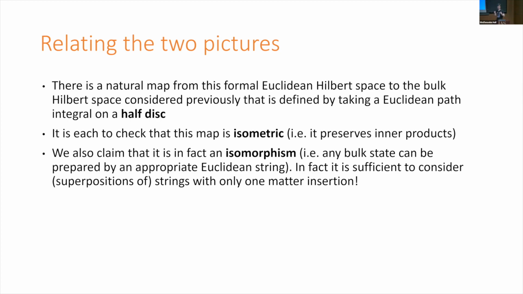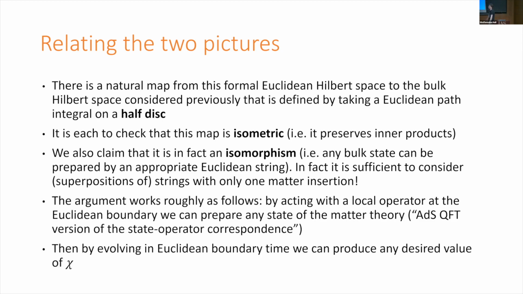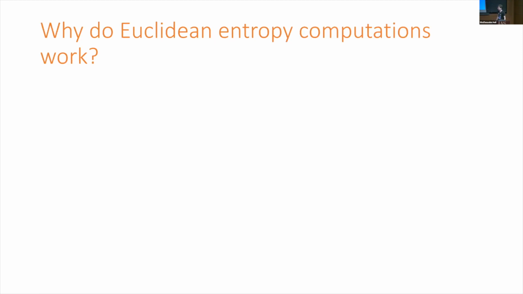So any state in our bulk Hilbert space can be prepared by Euclidean path integral. In fact, you can do it with Euclidean path integrals with only one matter insertion, or superpositions of them. Basically, the idea is that by acting with a local operator on the Euclidean boundary, we can make any matter state we want. And then by evolving in Euclidean boundary time, we can make any chi be anything we want as well. And so we can get a dense set of states in this way. So this is the final slide I'm going to say. I had a couple afterwards, but I can skip them.